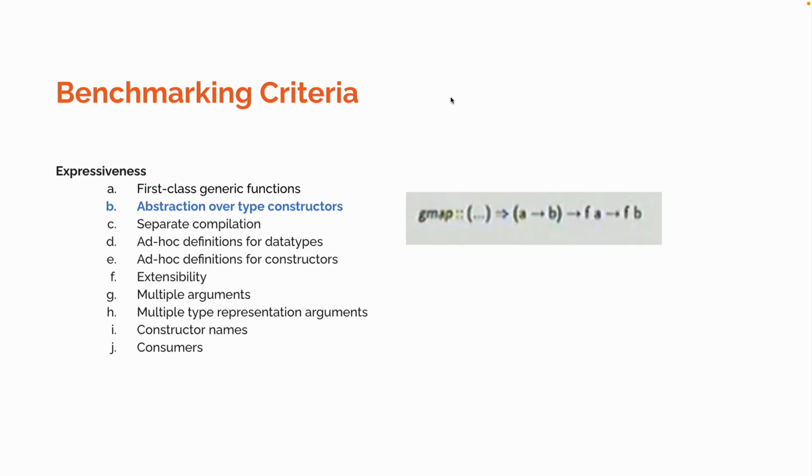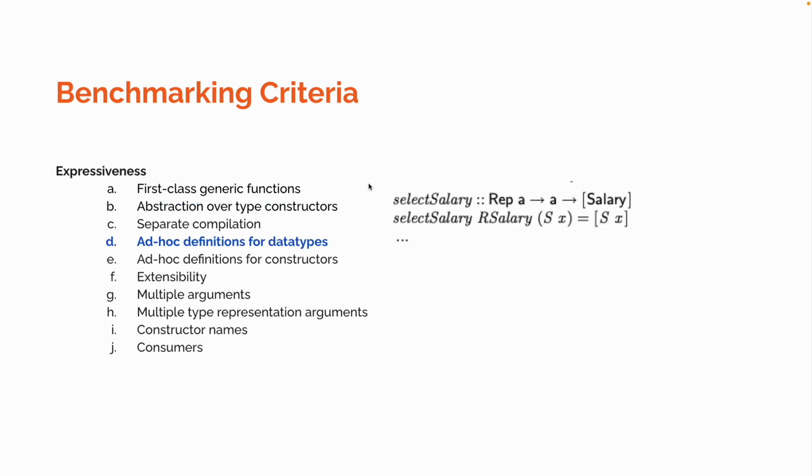The second point is abstraction over type constructor. This screenshot is a little blurry, but yeah, let's talk about it. So the generic map library is abstracting over f, which is a kind of star to star. This is important if, for example, you want to write a mapping over a binary tree that you have defined in other data structures.